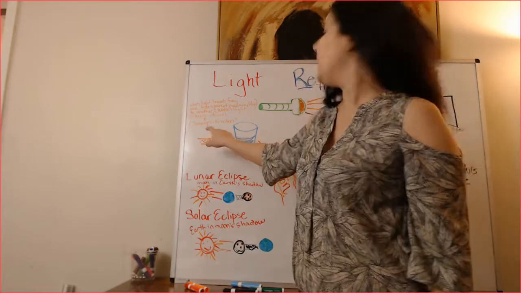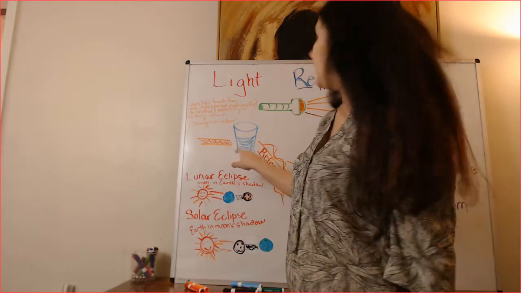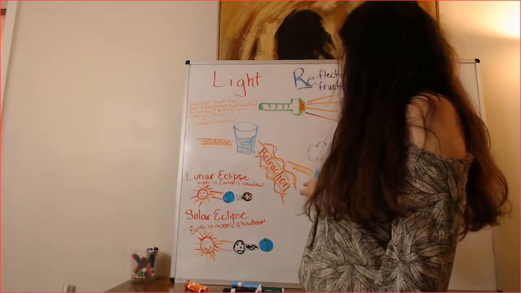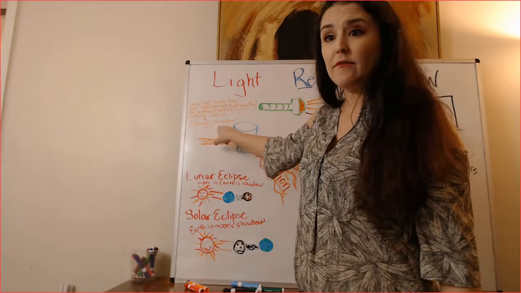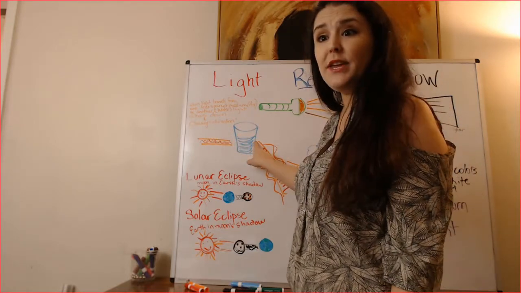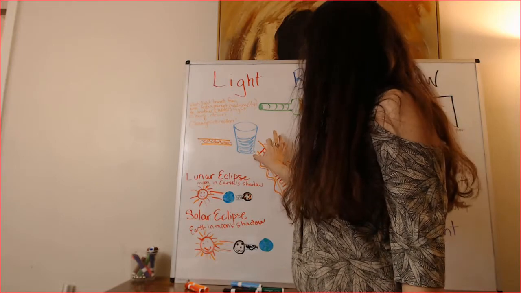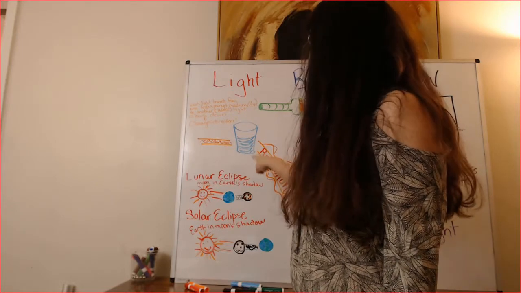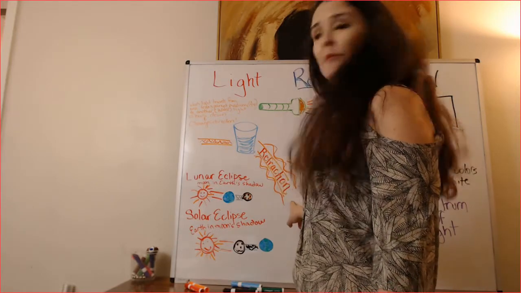Remember we talked about fast wavelengths and slow wavelengths. When it travels in, it's going at its normal speed. But when it passes through this glass of water, it slows down and it changes direction.